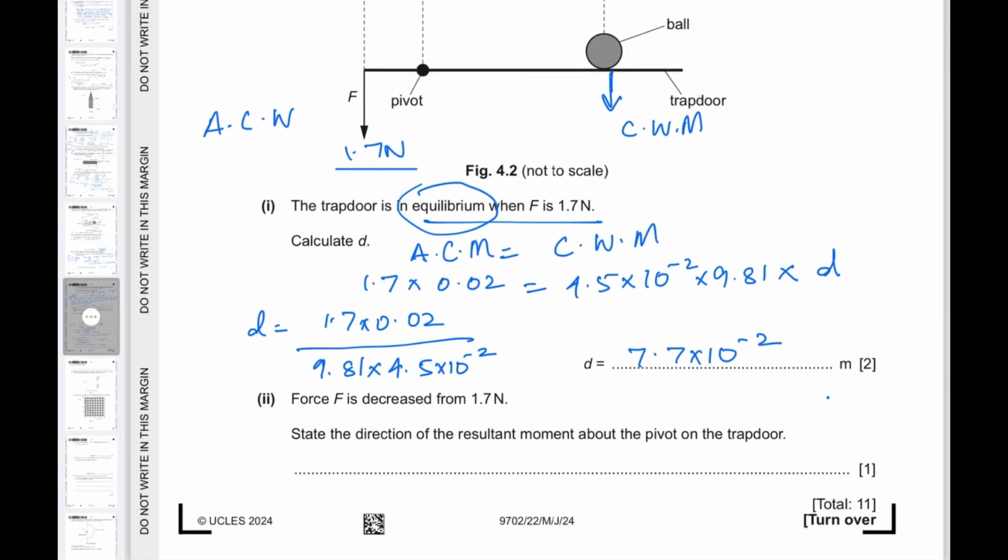Part 2. Force F is decreased from 1.7 Newton. State the direction of the resultant moment about the pivot on the trapdoor. When the force F is decreased from 1.7 Newton, the anti-clockwise moment will decrease, equilibrium will be disturbed, and this will cause the trapdoor to tip downwards due to the weight of the ball in the direction of the clockwise moment. So the resultant moment will be in the clockwise direction.